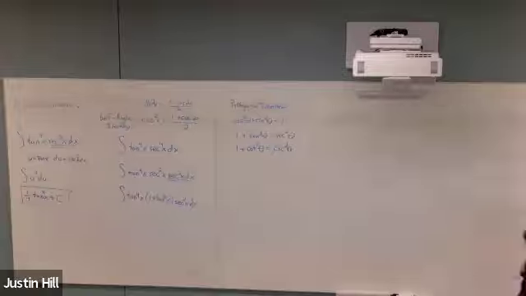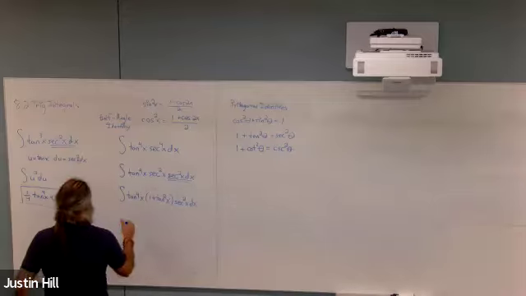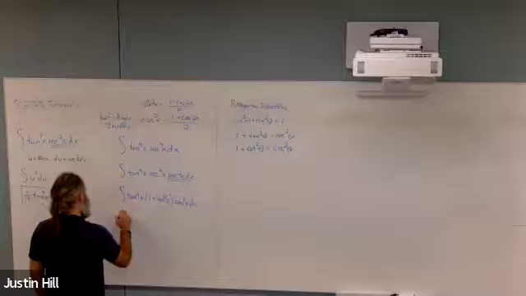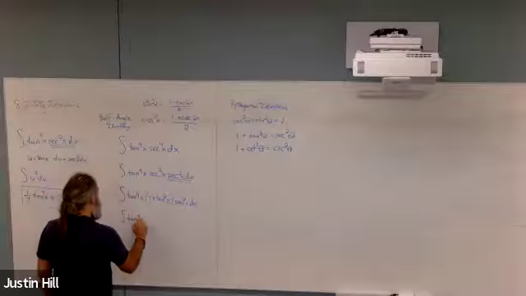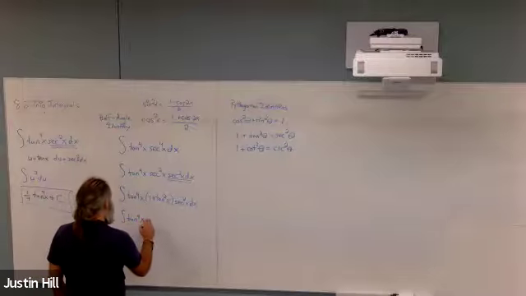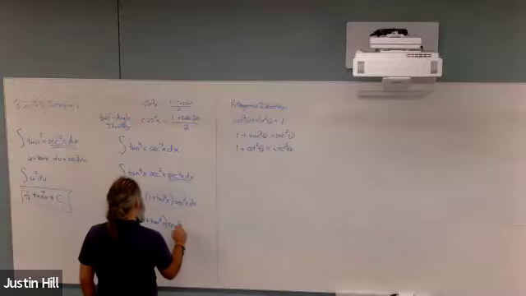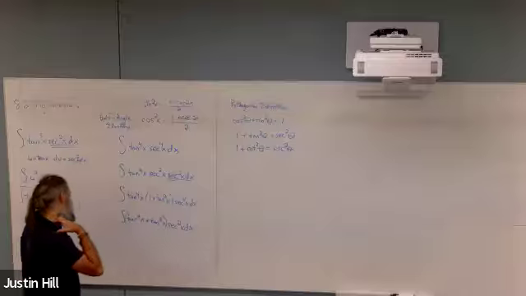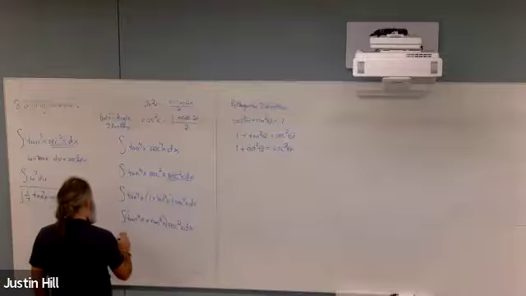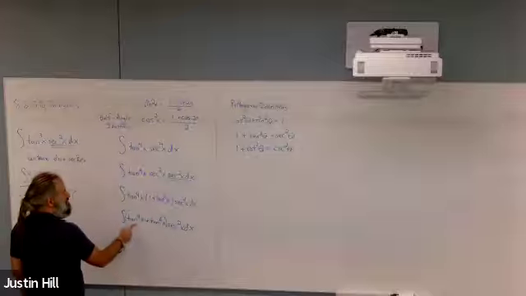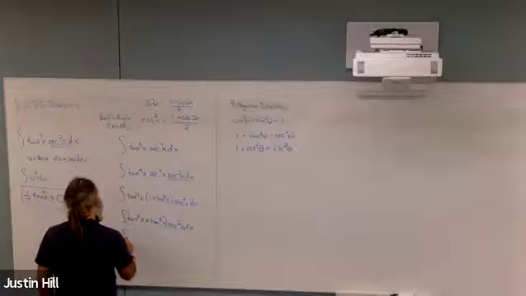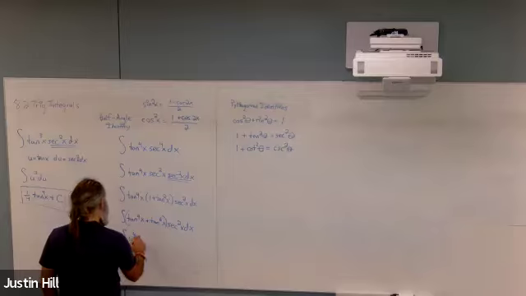All right. So distributing here, what you end up with is tangent to the fourth x plus tangent to the sixth x, times secant squared x dx. Then we can make our substitution here. So u is going to be tangent, du is going to be secant squared. This is the integral of u to the fourth plus u to the sixth du.